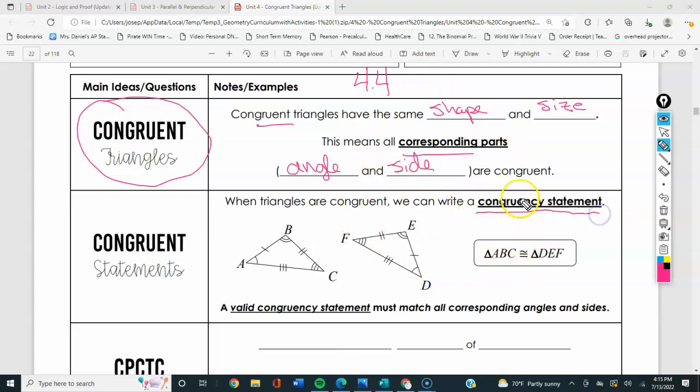Now, what's important about the congruency statement is they have to match up. So A is congruent with D. So if I put A first, D has to be first. Okay? B is congruent with E. So if B is second, E has to be second. And C is congruent to F, so if C is third, F is third. Order matters on these. Okay?